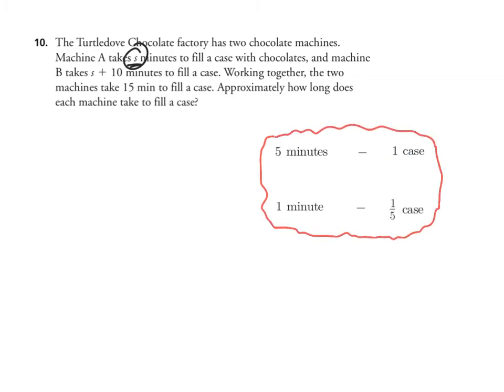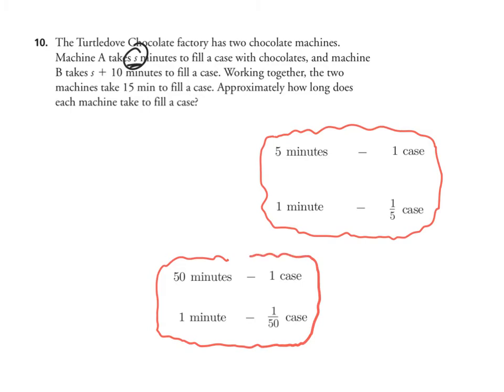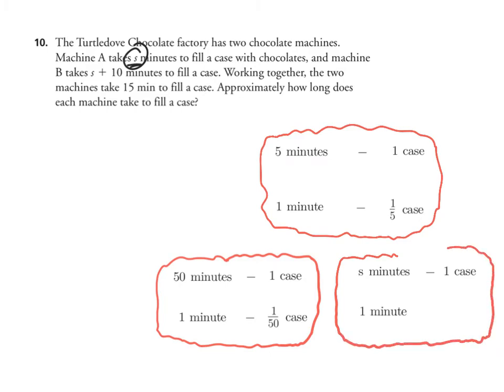All right, let's say it takes 50 minutes to fill one case. Well then in 1 minute, again, I'm only filling 1/50th of a case. I'm pretty sure that pattern goes for everything. If it takes S minutes to fill one case, then in 1 minute I'm going to fill 1 over S cases. So this is our general term.